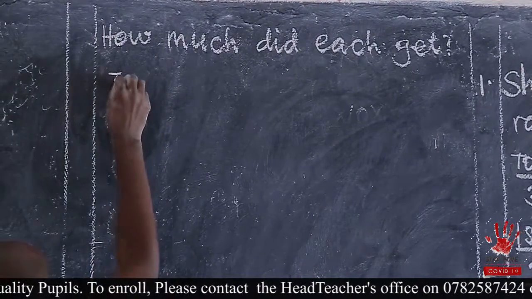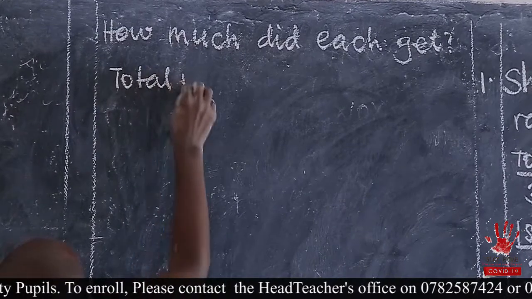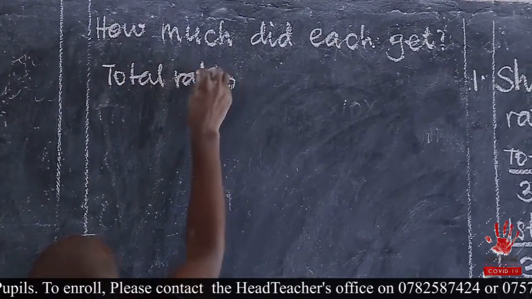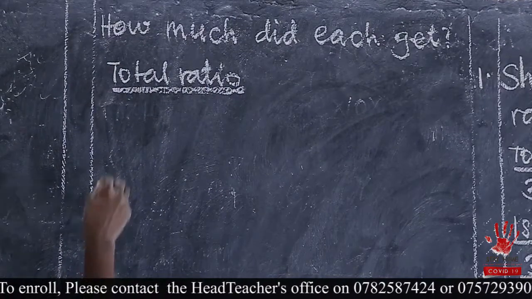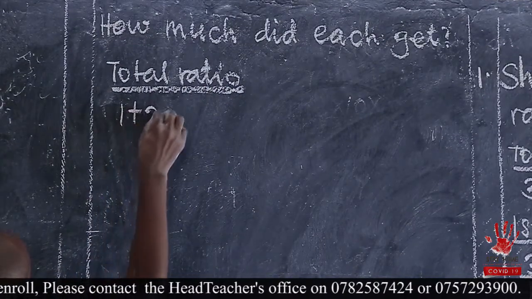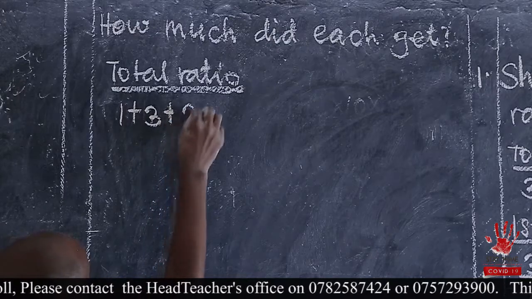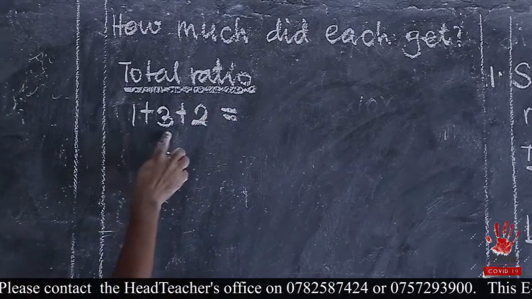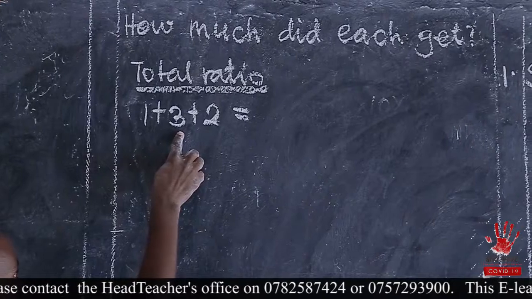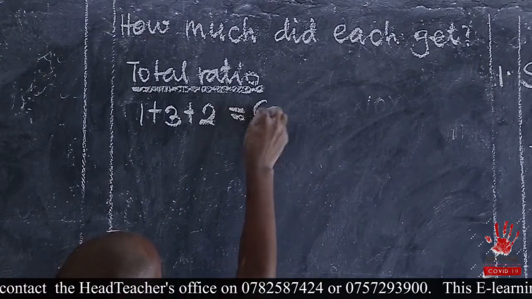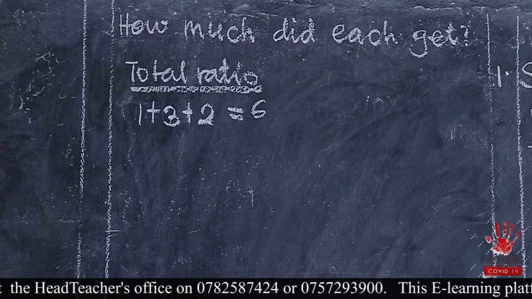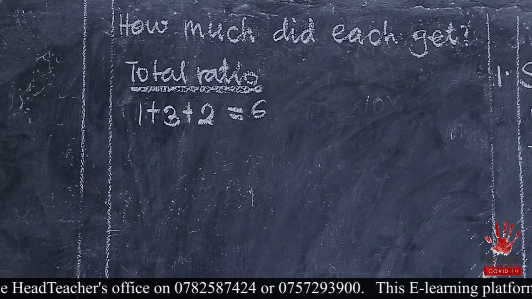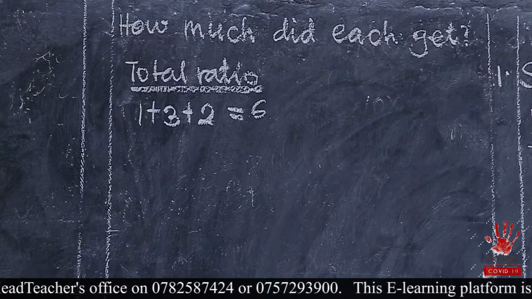Step 1, we get the total ratio. And the total ratio here, we are going to add 1 plus 3 plus 2. 1 plus 3, we are getting 4. 4 plus 2, we are getting 6. Okay? So, what are we sharing? 48,000, but among these 3 people.